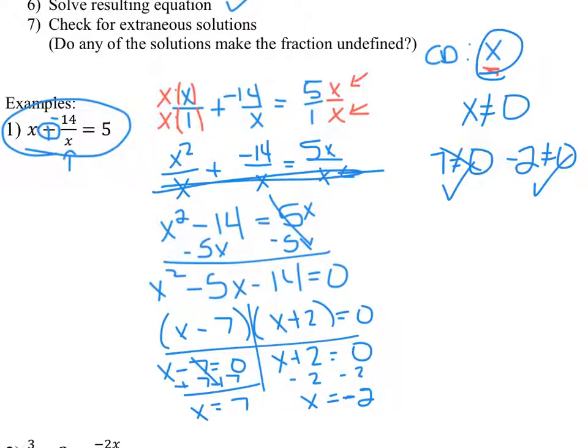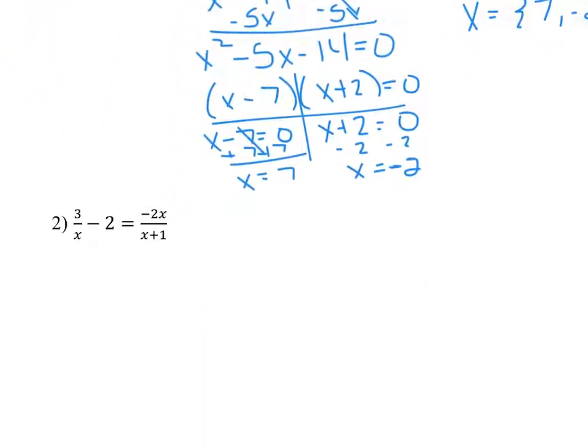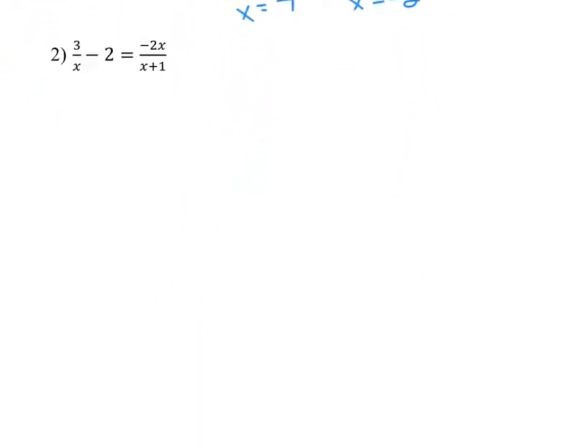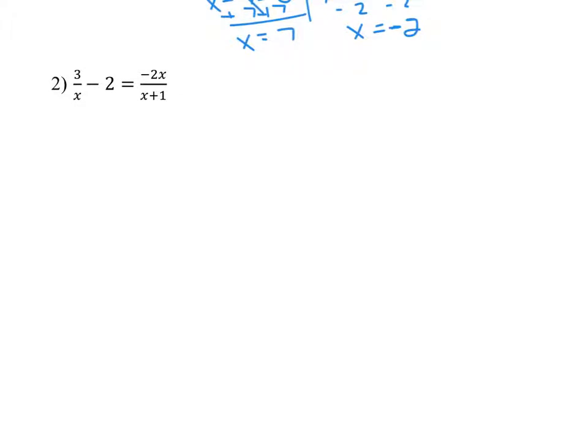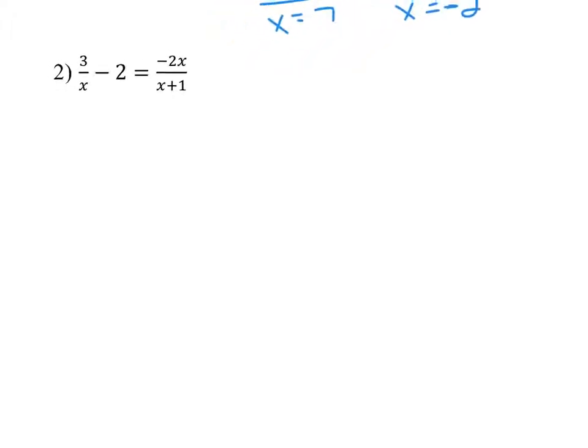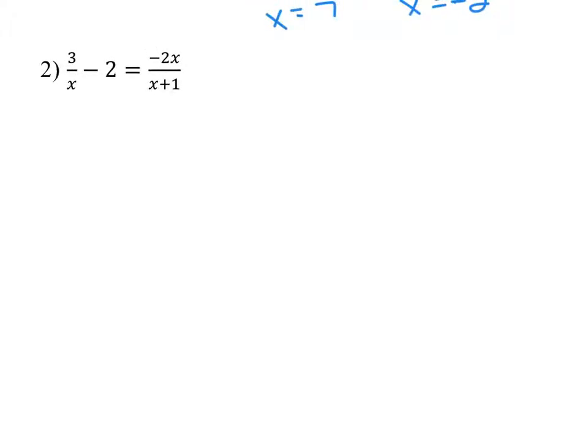So I don't have to reject any of these. My two values, so x could be 7 and negative 2. Both of those work. So that is in essence how to solve equations that are fractions. So let's just do a bit more complex problems so you can see the problems that may come up while we do them. So my first step, make everything a fraction.